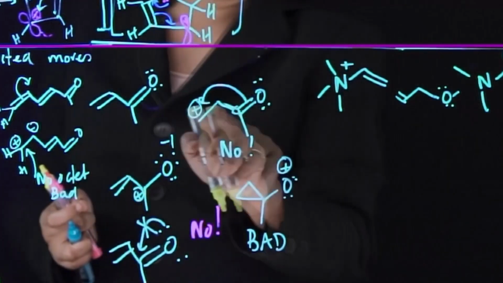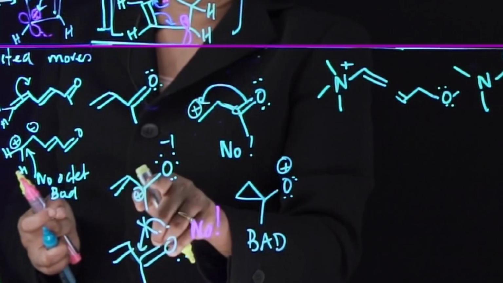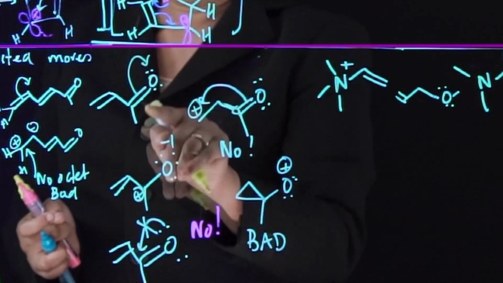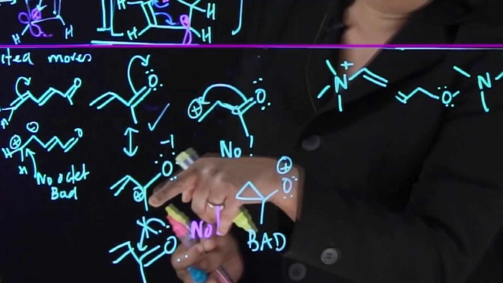So it has to be adjacent. So you can only move it to the next carbon. Like this, you can move it over here. This is fine, but you cannot go in the reverse direction.